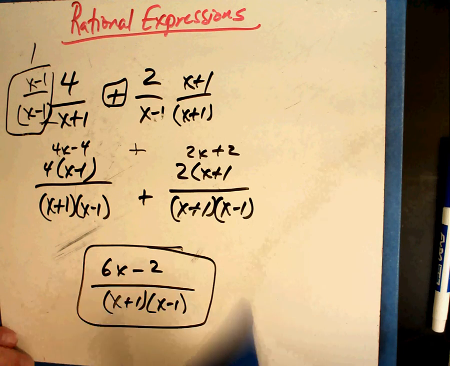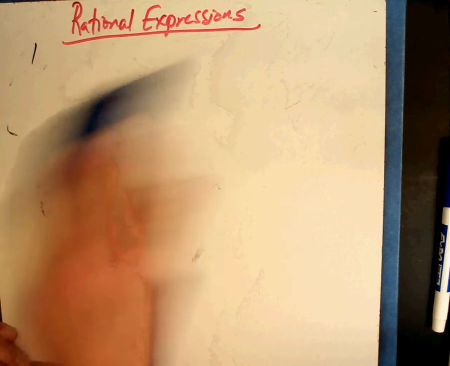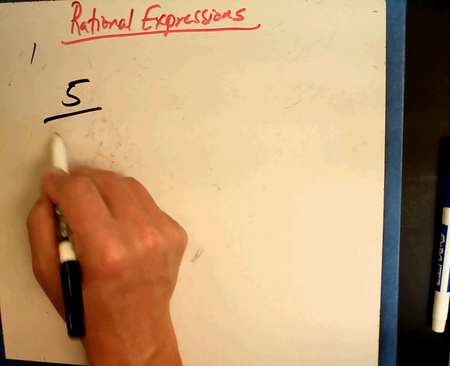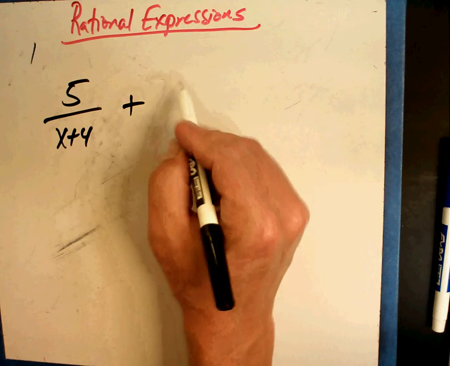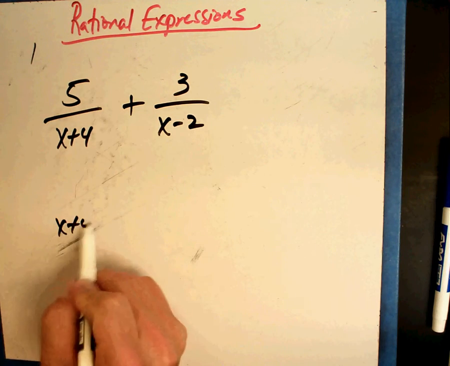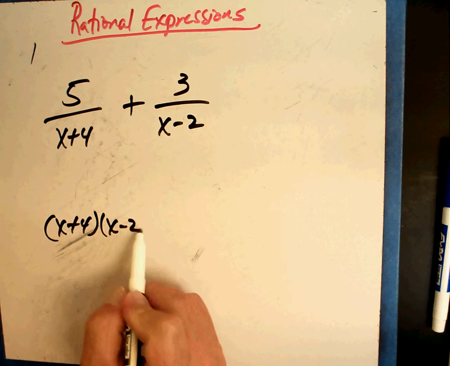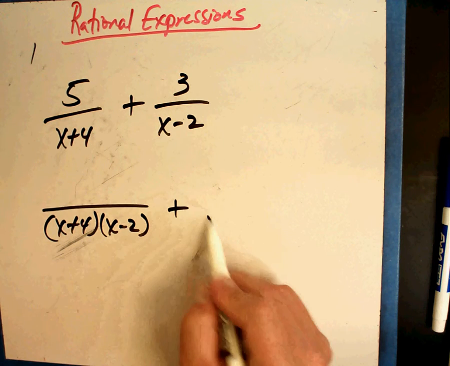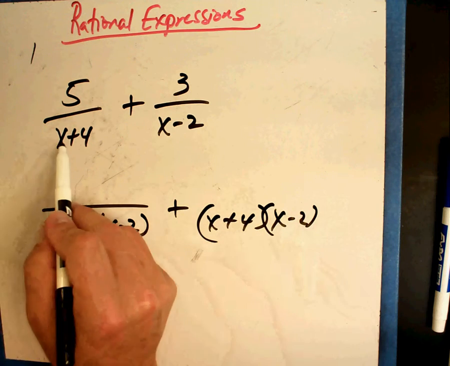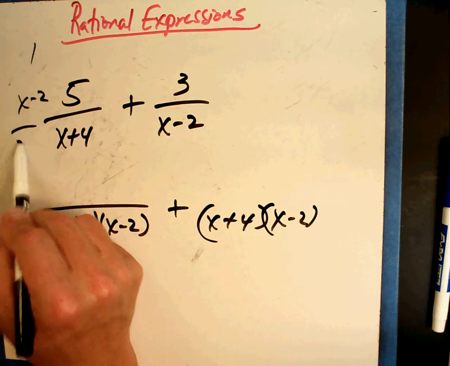Okay? So let me try one more of those. Let's say you had one like 5 over x plus 4 plus 3 over x minus 2. Well, I know that x plus 4, I'll do this a little faster this time, is my common denominator. So what does this one need? It needs x minus 2.